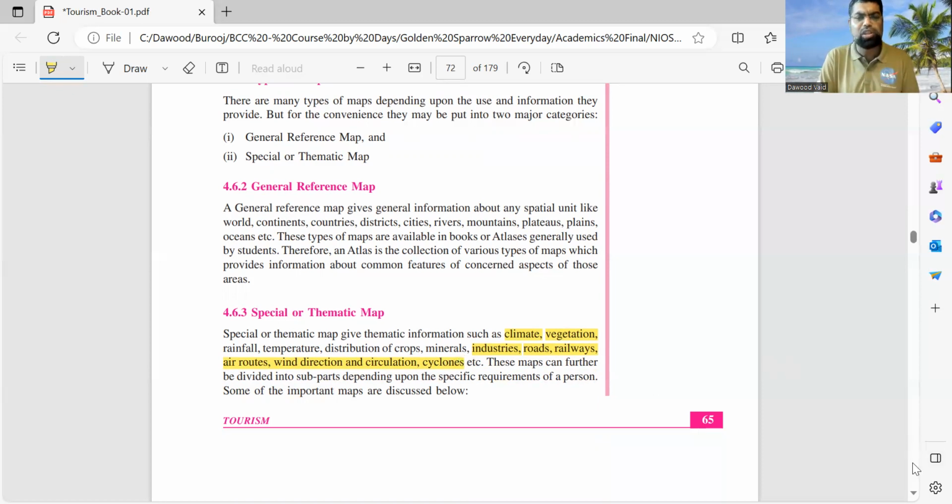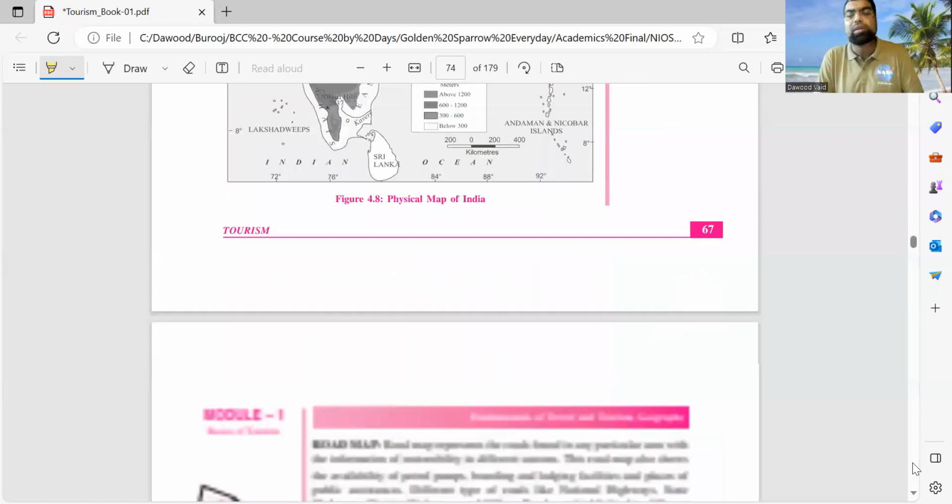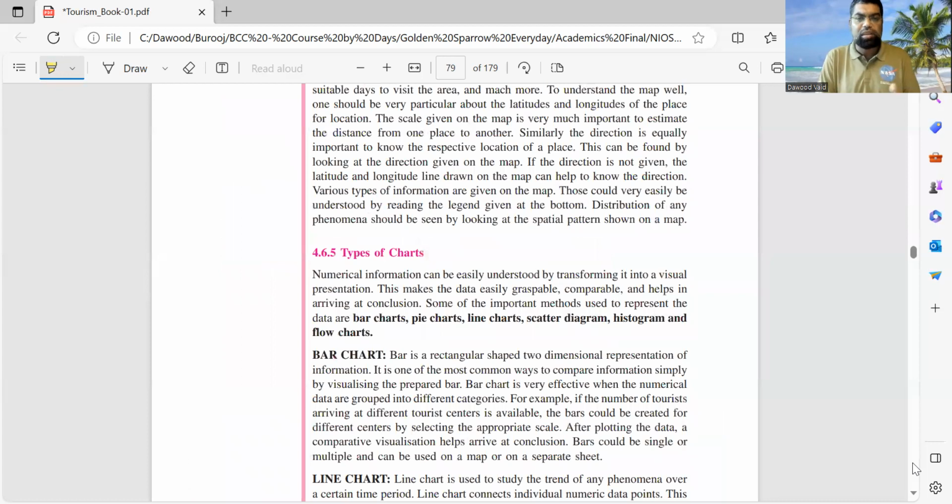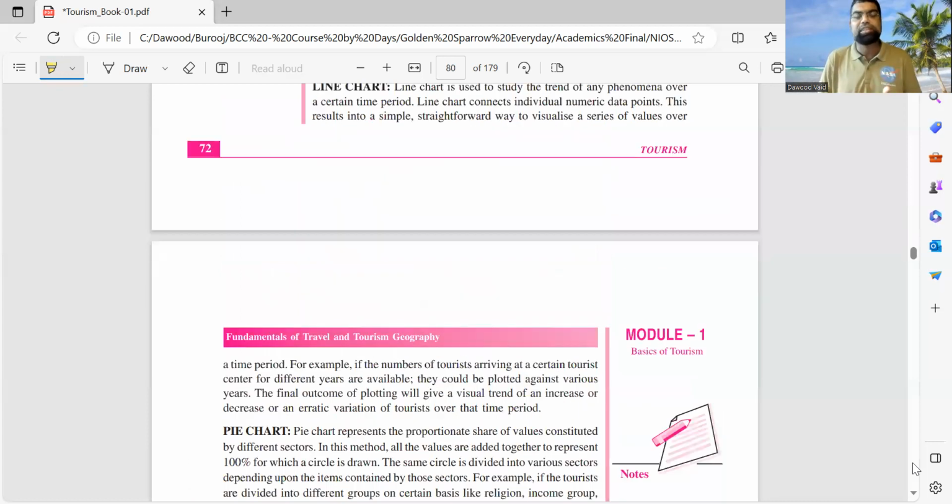The last thing that you learn in this chapter is, all right, I've understood maps. How do I plot them? If I have to understand, you plot it through charts. What are the 3 charts? Bar chart, line chart, and pie chart. If you have done your data entry in your grade 10 or 12, you should know this very easily, right?